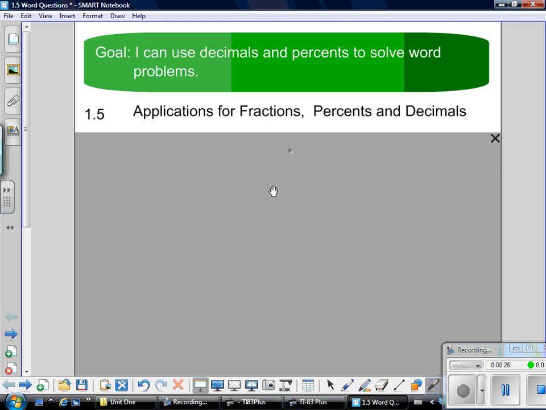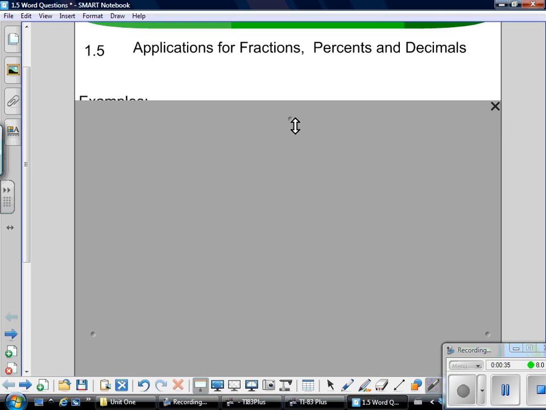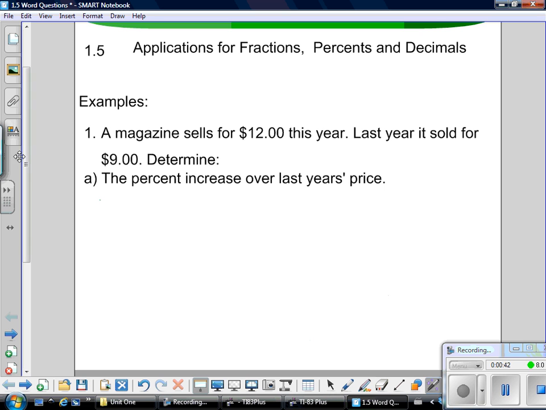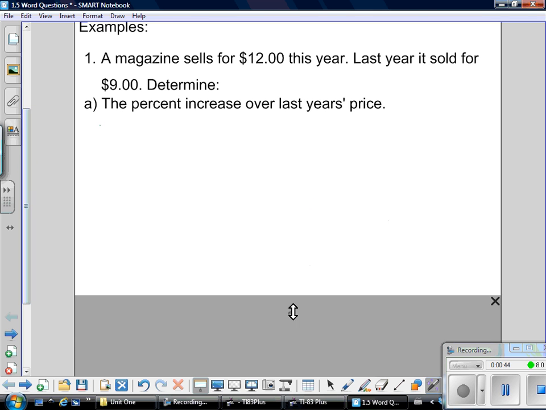Okay, so in order to do these questions, we're actually going to be working on examples together. And the first example that you have in front of you is a magazine. I'm just going to bring it down because we're looking at part A, just before part B starts. So a magazine sells for $12 this year. Last year, it sold for $9. Okay, so we had $9 and now it's selling for $12.